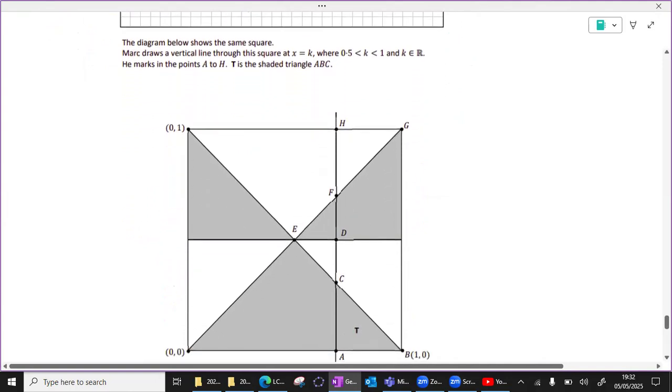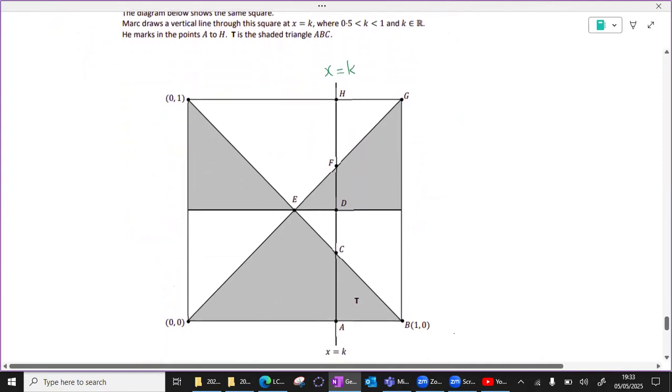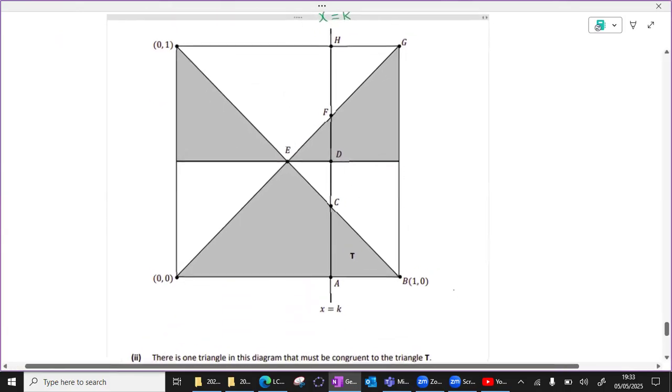Okay, the diagram below shows the same square. Mark draws a vertical line through this square at x equals k. So all vertical lines are x equals something. Anything that goes down the page is x equals something. We know it says that k is bigger than halfway and less than 1. So the halfway point, let's try and put in some coordinates here.